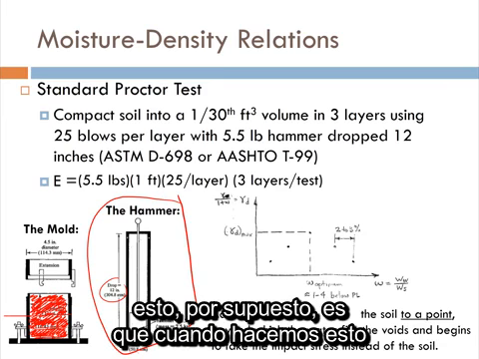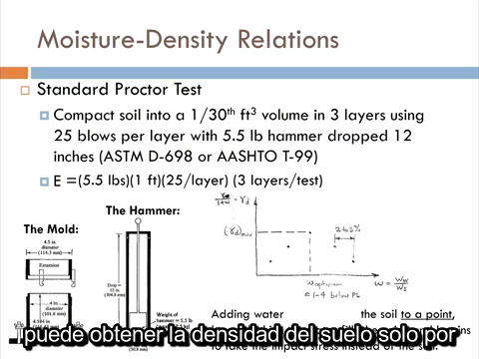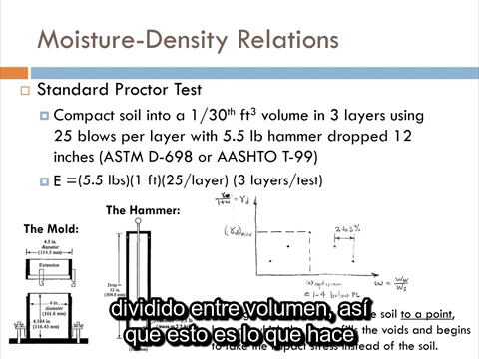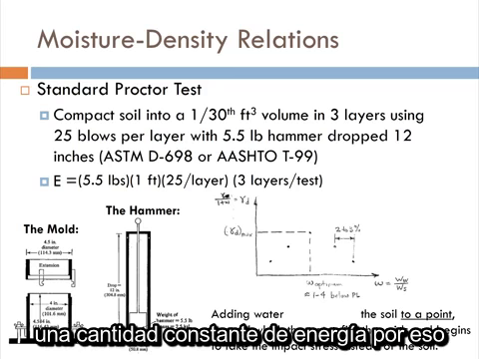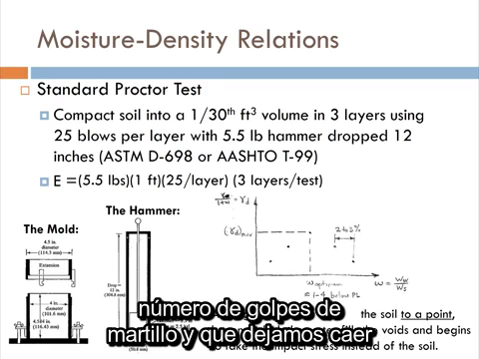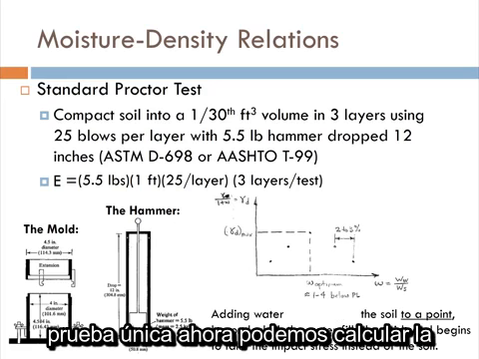Now the advantage of this, of course, is that when we do this, we know the volume of that mold. So we can get the density of the soil just by weighing it, because density is weight divided by volume. So here's what makes the Proctor test work. It's all based off a constant amount of energy. This is why it's important that we do the same number of hammer blows and that we drop the hammer the same distance for every single test.